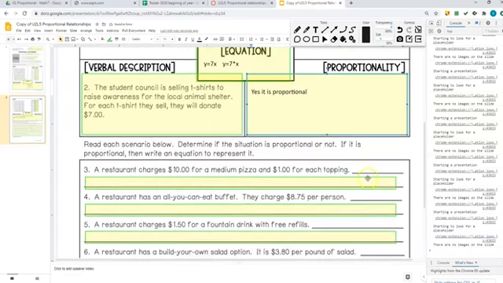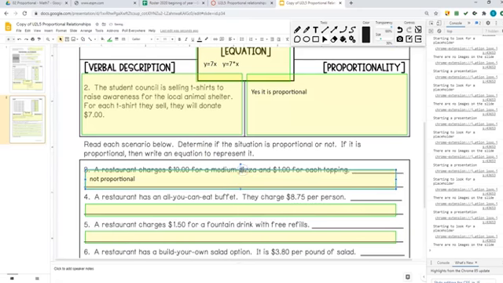Alright. Now let's look at these. We're going to go ahead and answer these questions. Read each scenario, determine if the situation is proportional or not. If it's proportional, then write an equation to represent it. A restaurant charges $10 for a medium pizza and $1 for each topping. Pause the video, write in what you think it is, and then I'll answer. Okay, you should have come back. This one is not proportional. Alright, the main cost is the pizza, but the cost changes, so the ratio changes each time.